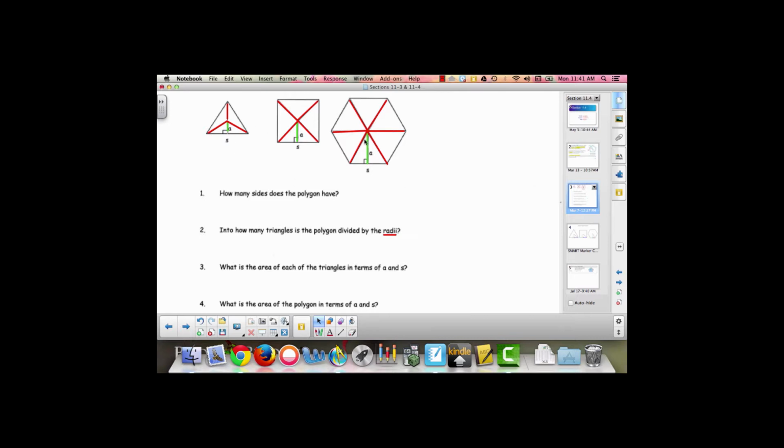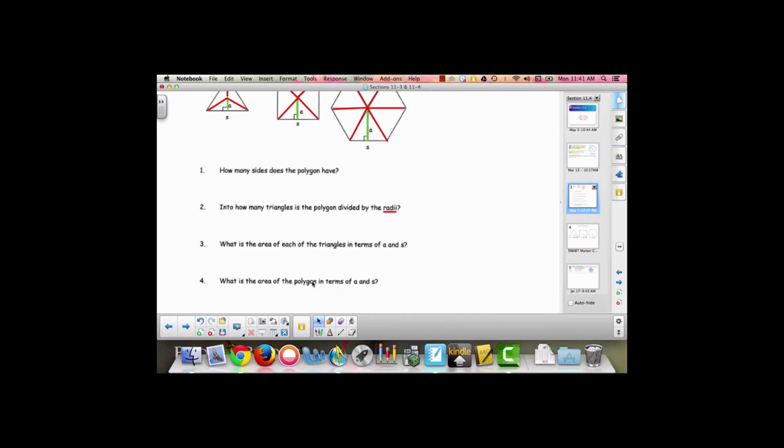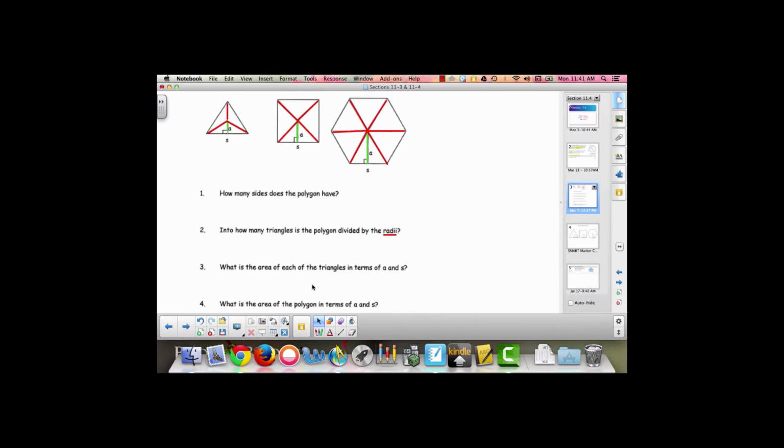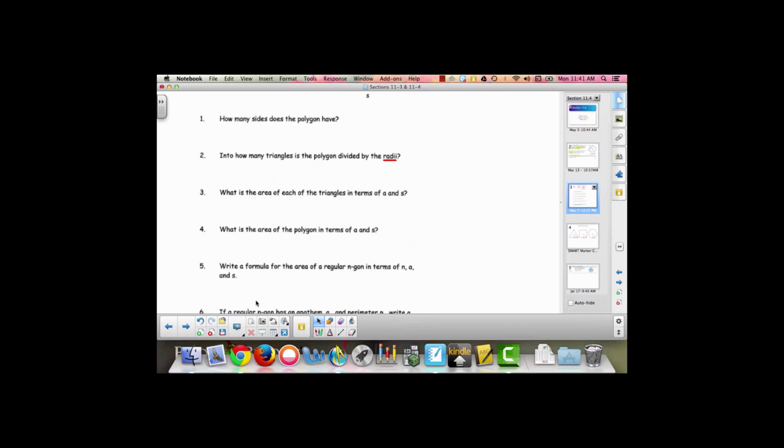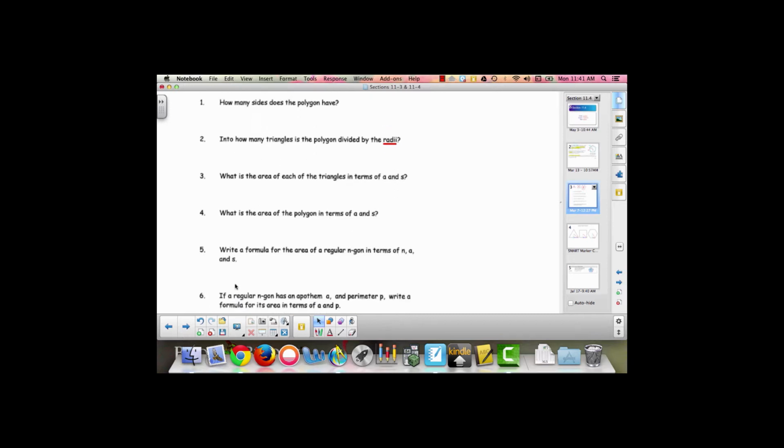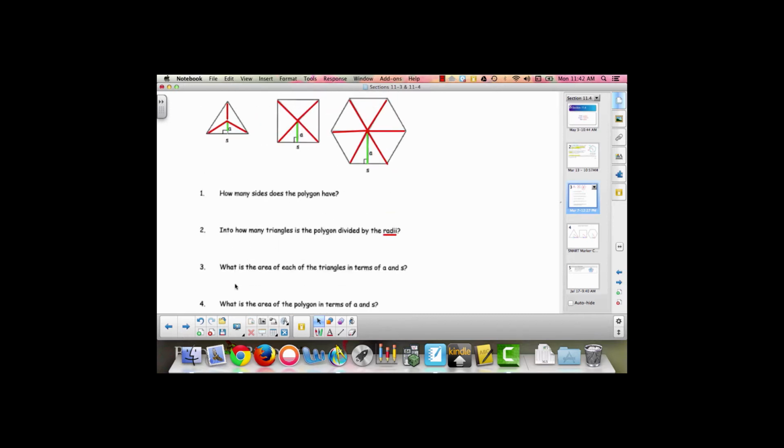Use these pictures to help you with these questions. Questions 1, 2, and 4 should have 3 answers, 1 answer for each polygon. For example, when it says how many sides does the polygon have, give me 1 answer for the triangle, 1 for the square, and 1 for the regular hexagon. Do that for numbers 1, 2, and 4. The other ones, numbers 3, 5, and 6, just have 1 answer.